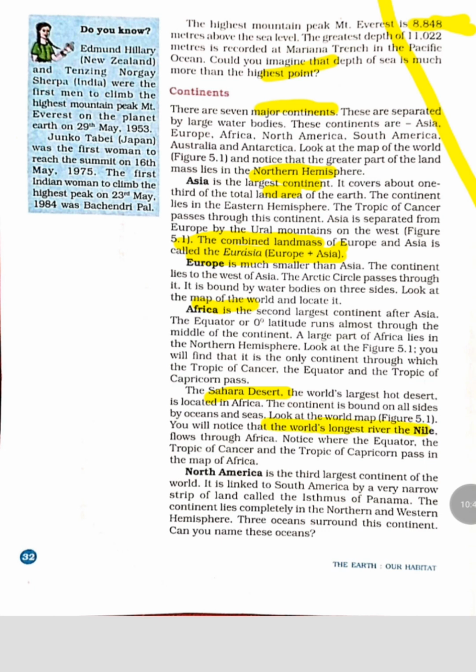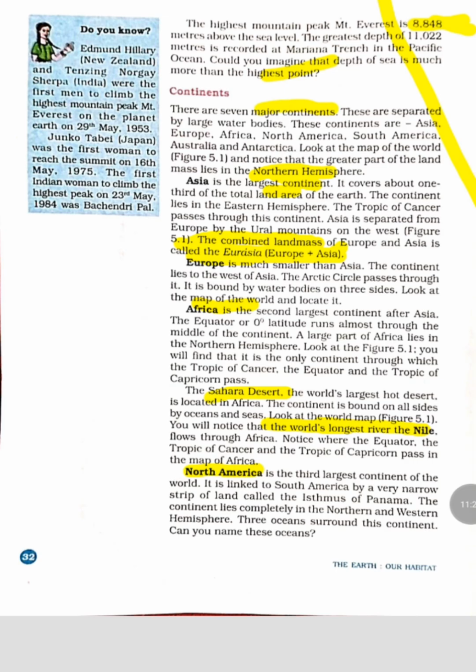Here we also see the world's longest river, the Nile. Can you tell me its length? Actually, its length is 6,650 kilometers. It originates from South Sudan, from its tributaries Blue Nile and White Nile, and finally drains into the Mediterranean Sea. And the second largest river is present in which continent?